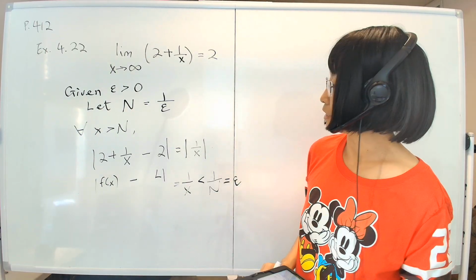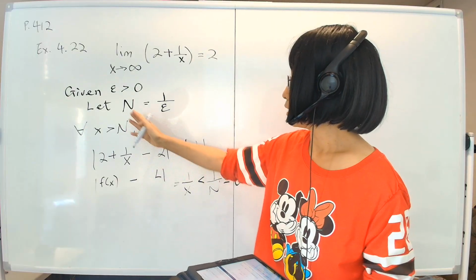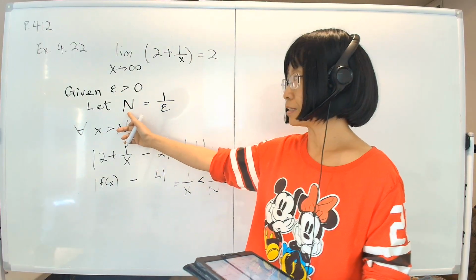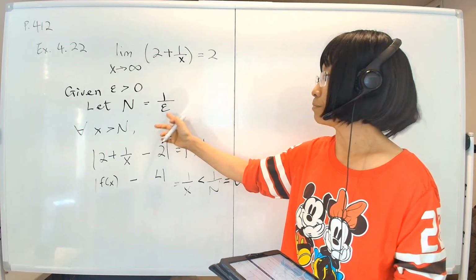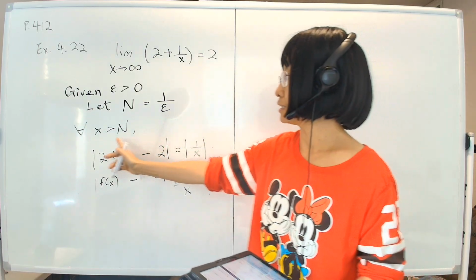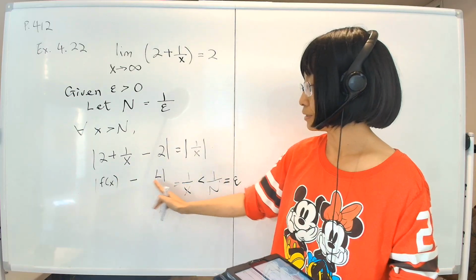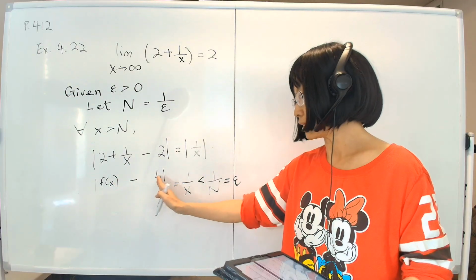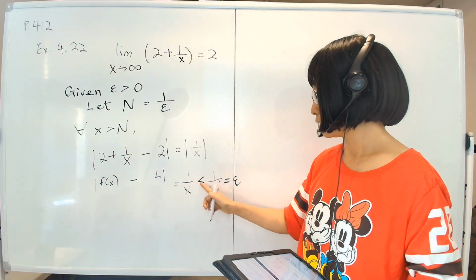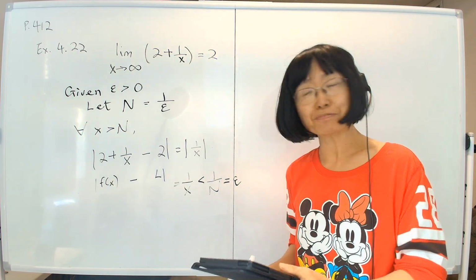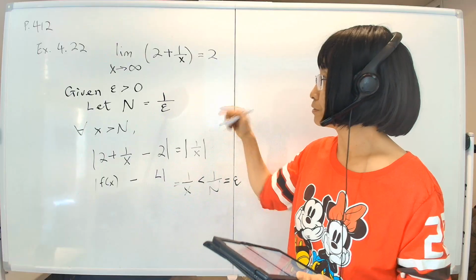So here we finish our proof. That is, given epsilon bigger than 0, we can find this N defined in terms of epsilon, such that for all x bigger than N, the distance between f of x and L will be less than epsilon. Okay, that is the formal proof. And that's how you prove this kind of thing.